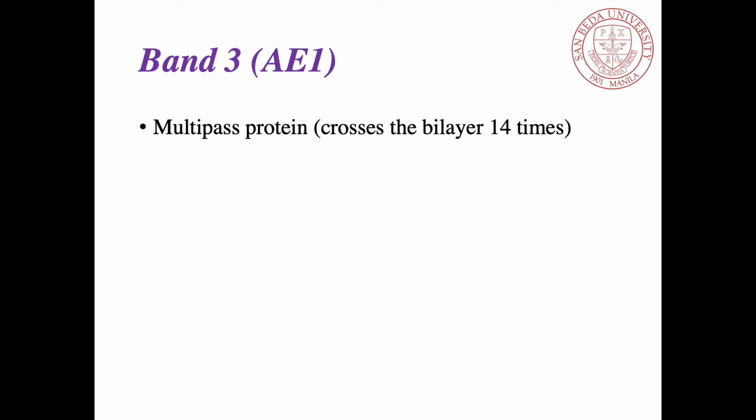Band3 or AE1 is what is called a multipass protein. This means that it traverses or passes through the lipid bilayer a few times. In the case of band3, 14 times. The image in the next slide will be more informative in this regard.